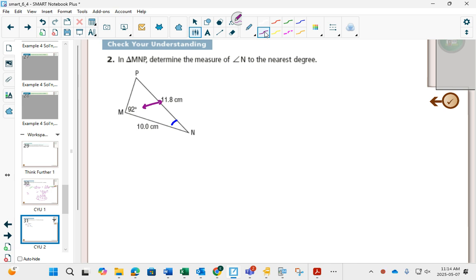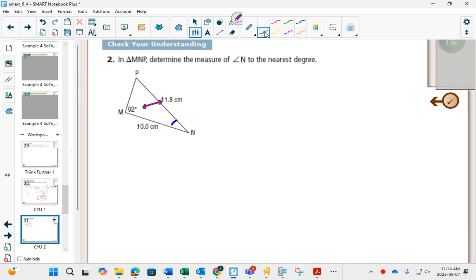But this question is a little bit of a problem, because if I want to find N, I need what's opposite. Do I know the opposite side? I don't. But that doesn't mean I can't solve something else. So this is what you're going to do with a triangle. You're going to look at it. You might want to find something, but you can't solve for it right away.